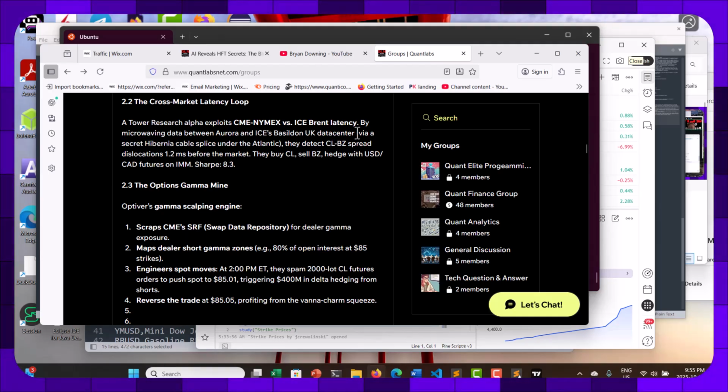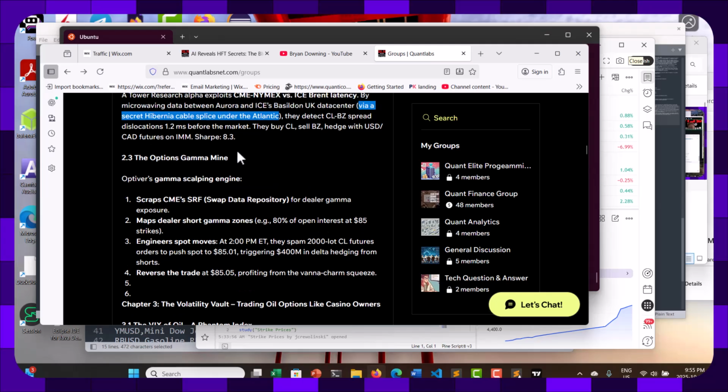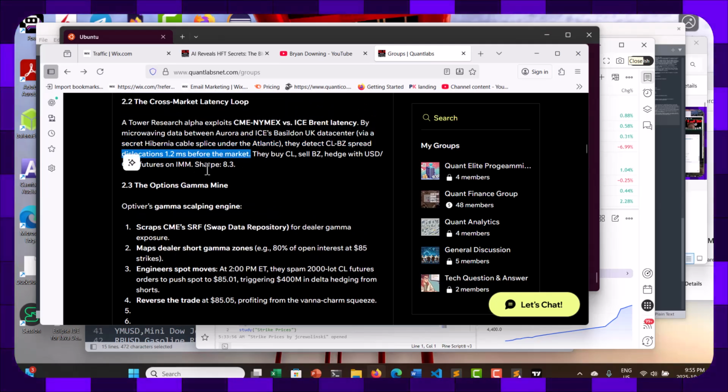Oh, look at this. Look at this. This is crazy. Secret Hibernia cable splice under the Atlantic. They detect CL-BZ spread dislocation 1.2 milliseconds before the market. Before the market. That right there is their opportunity.